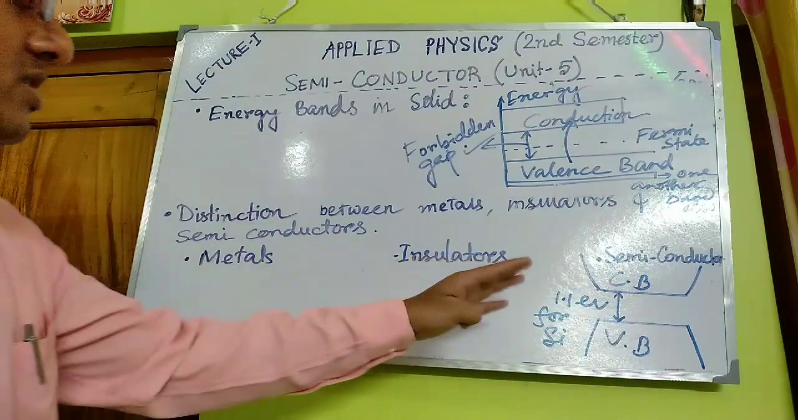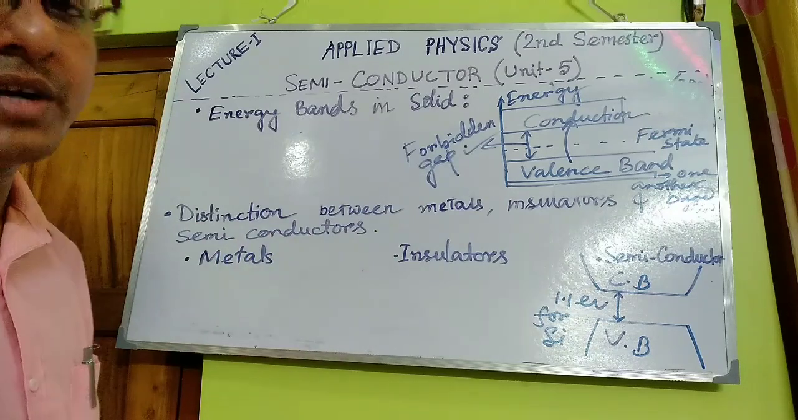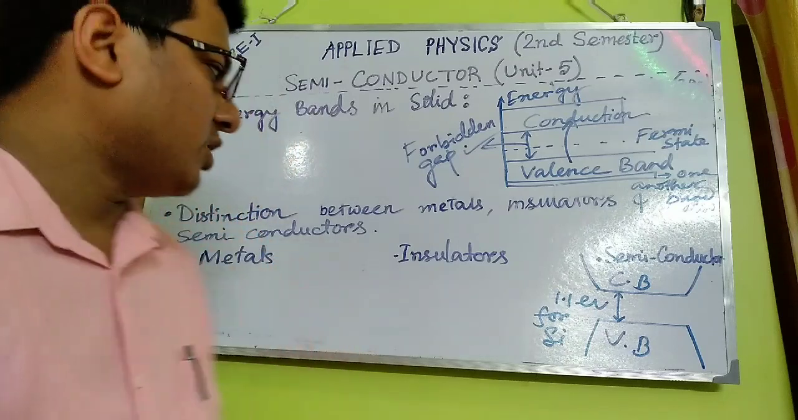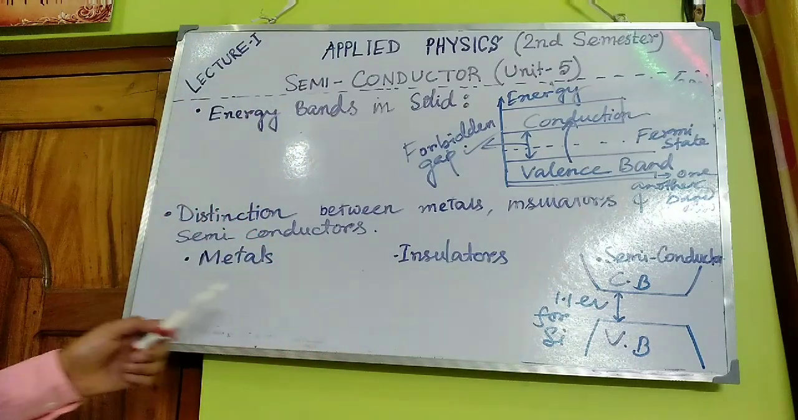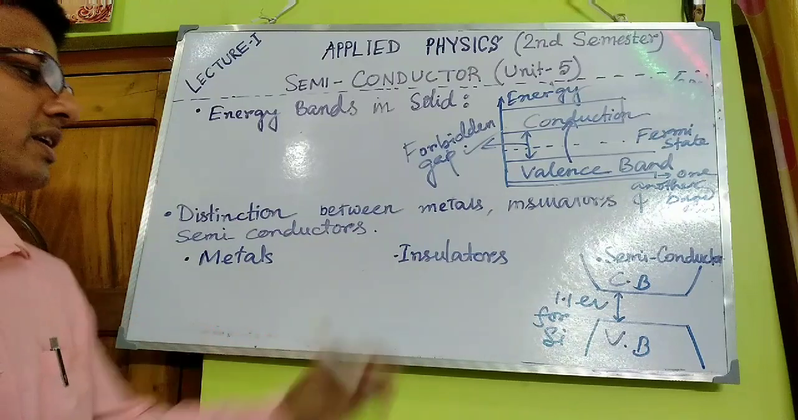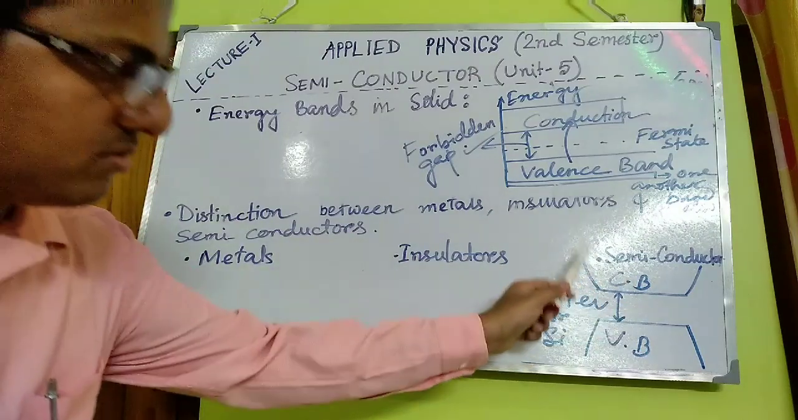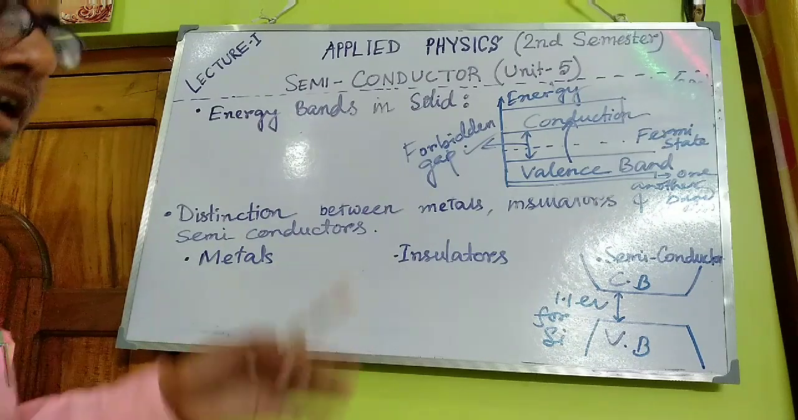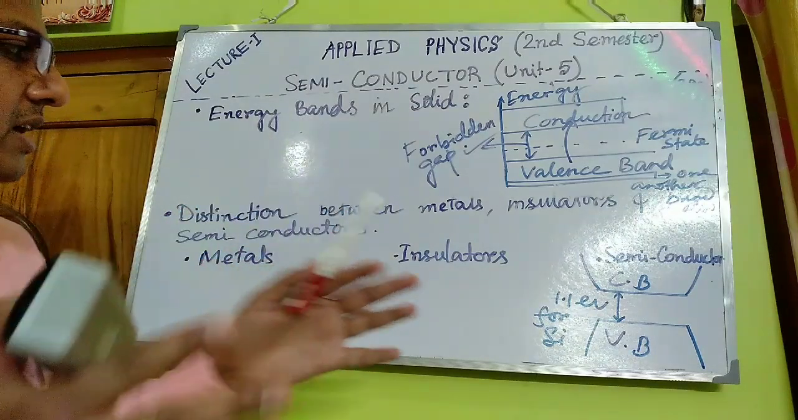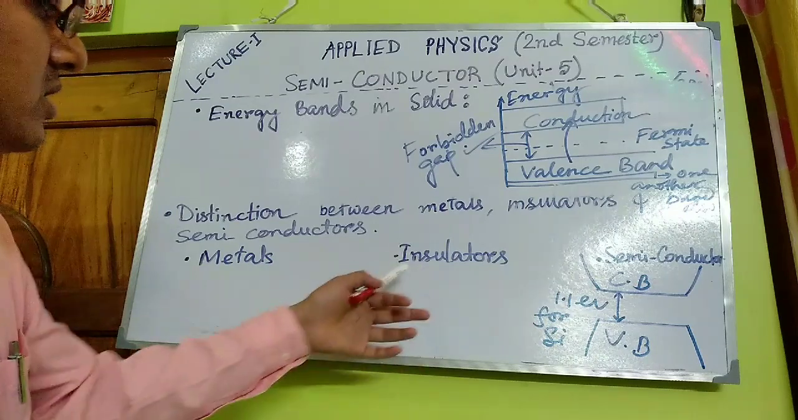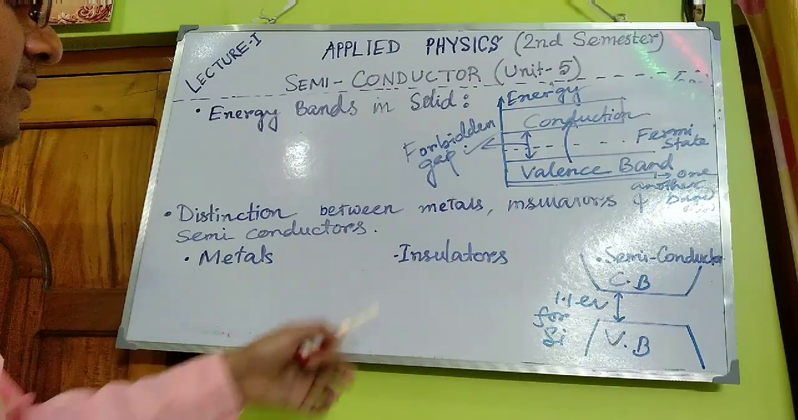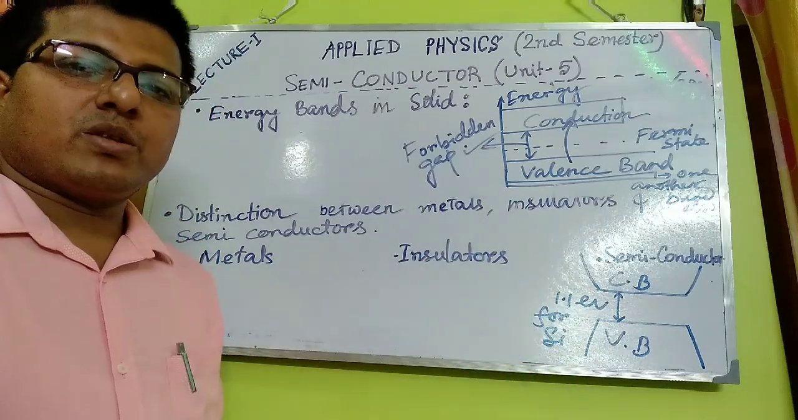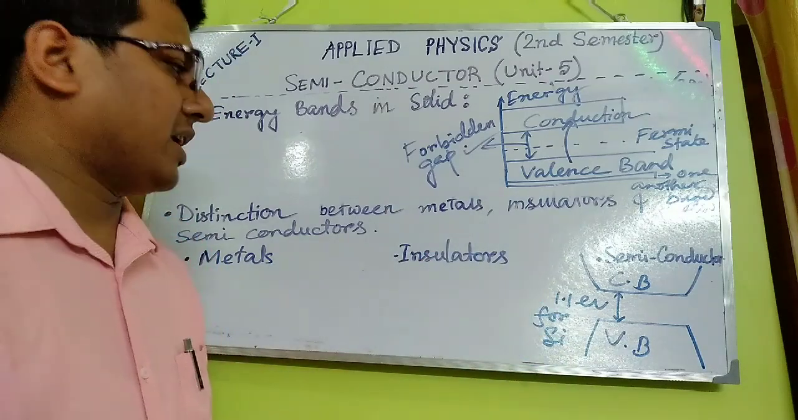This is the distinction between metals, insulator and semiconductor. If this type of question arises in your question paper, then you will write metals, insulator, semiconductor and their valence band and conduction band and their gaps, which have more gap, which have less gap, all of you should tell.